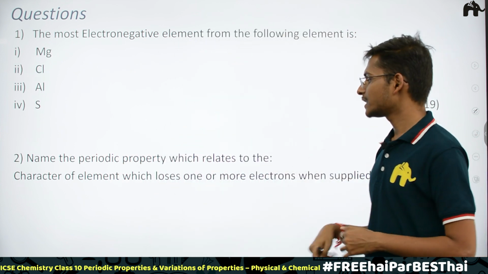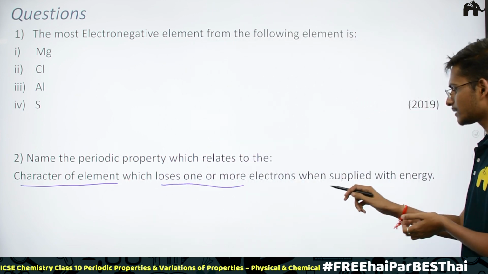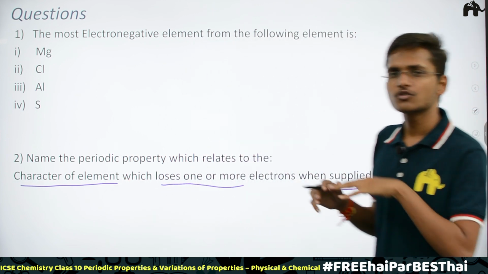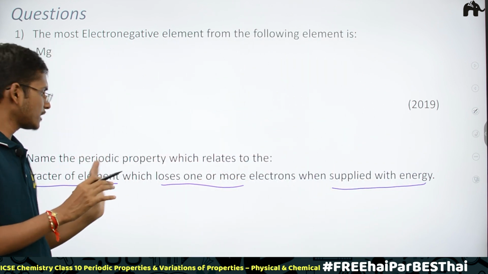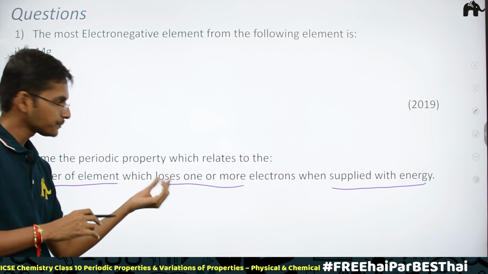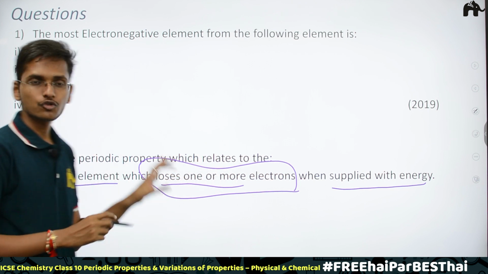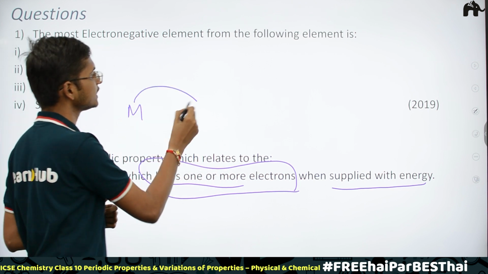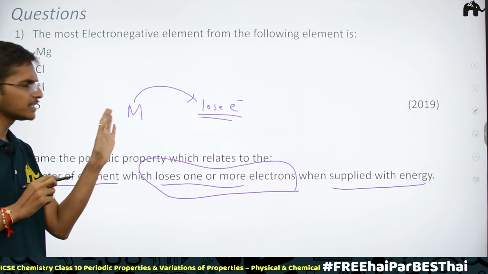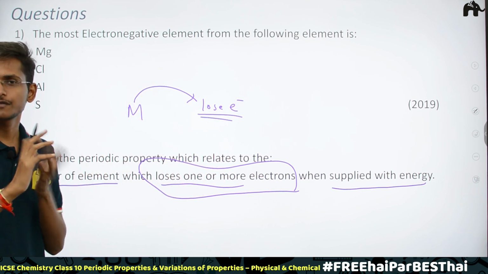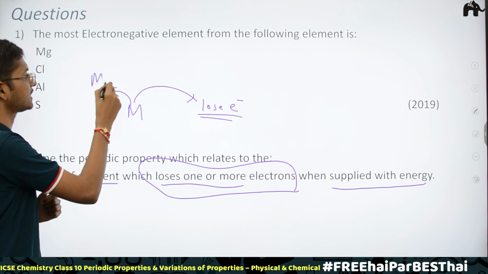Let's see the next question. Name the periodic property which relates to the character of an element which loses one or more electrons when supplied with energy. What we have to pay attention to in this question is very simple: the character of the element which is losing one or more electrons. That's it. If an element is losing electrons, what does this mean to us? This element is behaving like either a metal or a non-metal, we have to figure out. We know metals have a tendency to lose electrons. So this is behaving like metals, right?